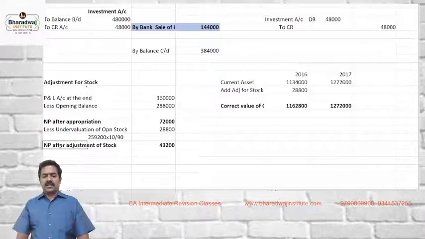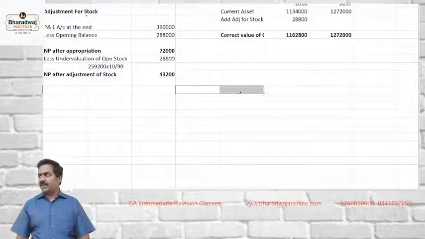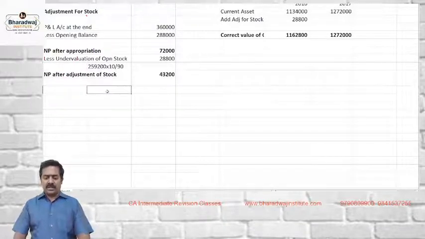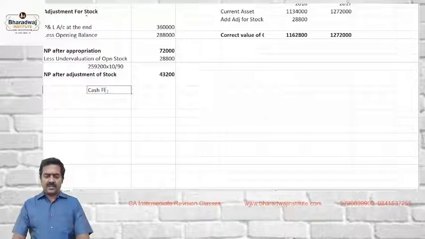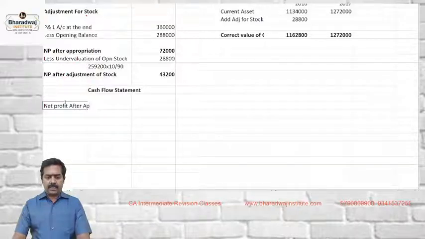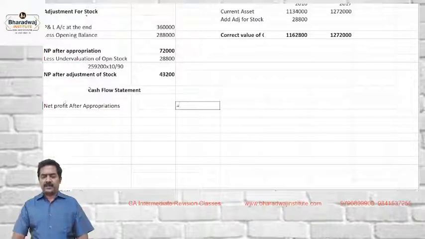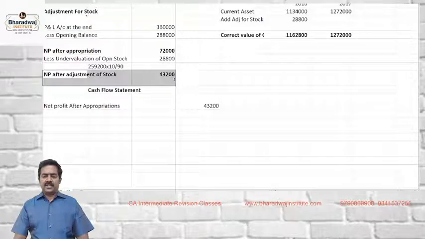Now we can start with our main answer. Always maintain particulars. Thereafter, minimum 2 amount columns. You can maintain 3 amount columns also, but minimum how many amount columns required? 2 amount columns required. Start. Cash flow statement. Net profit after appropriations. You can do it along with me. Which profit you will take now? 43,200. This after adjustment of stock you will take it.